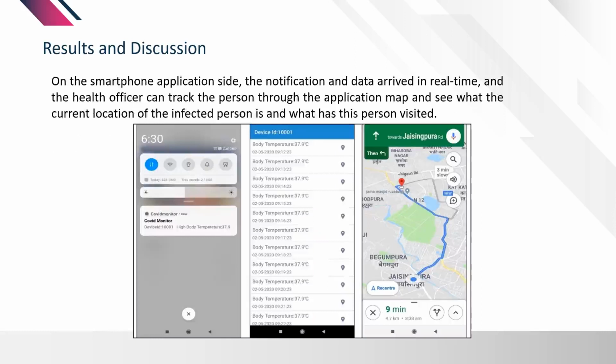This is the second interface from the result and discussion section. This is our mobile application. It shows how the temperature is detected and sent directly. This is the real-time location of the person infected with COVID-19. This is our location, GSM Borat Aurangabad, for the real implementation of the system.